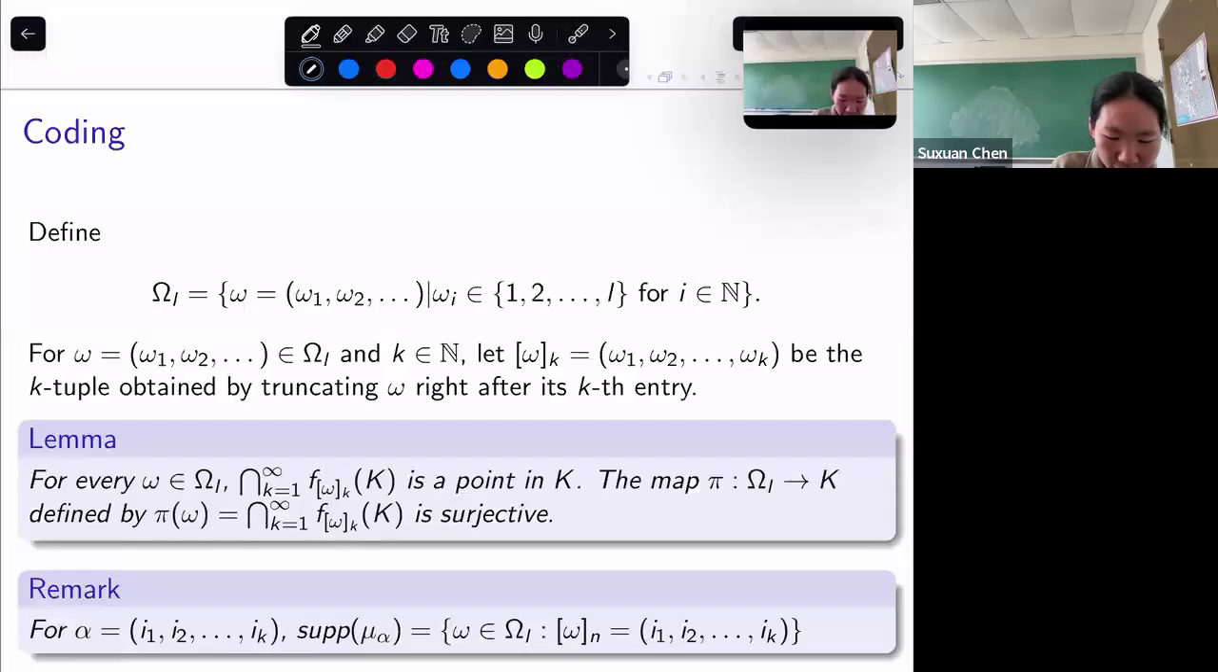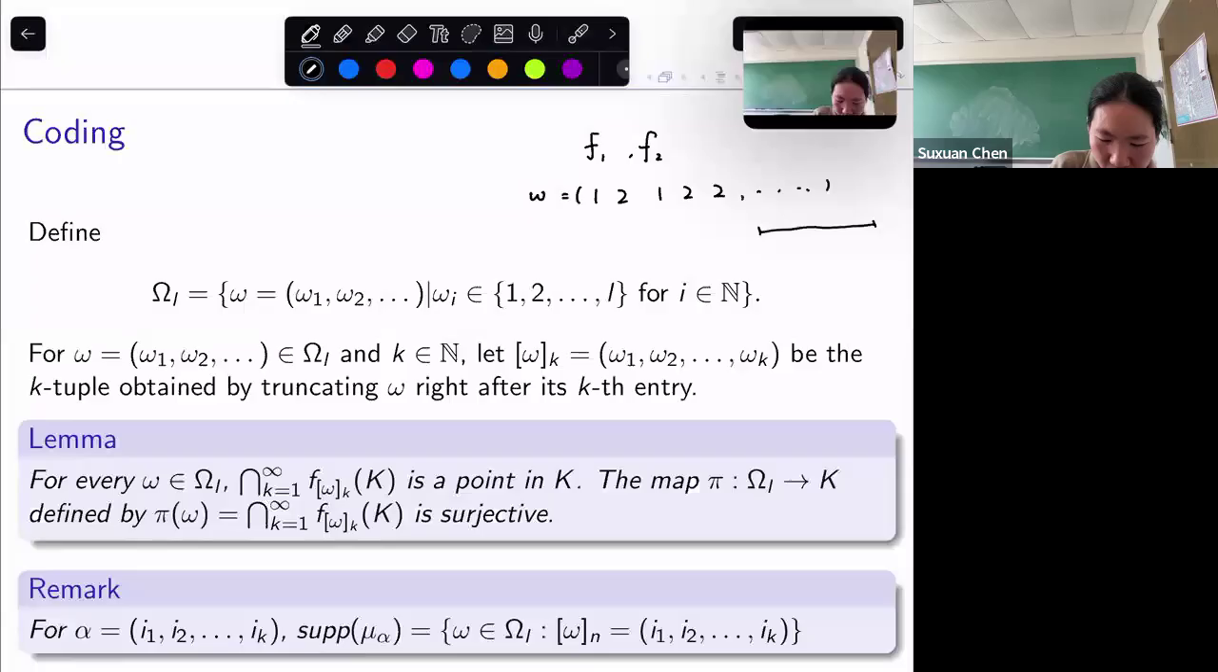Okay, let's say we have the functions f1, f2 as before, and we have an infinite sequence 1, 2, 1, 2, 2, and so on. Let's see how this omega is mapped to a point in the Cantor set.